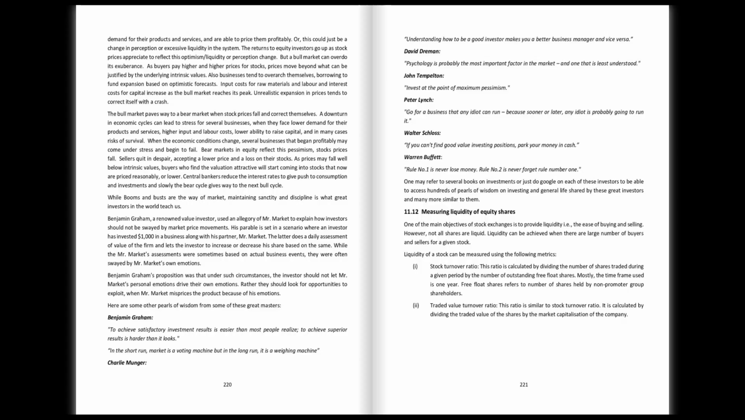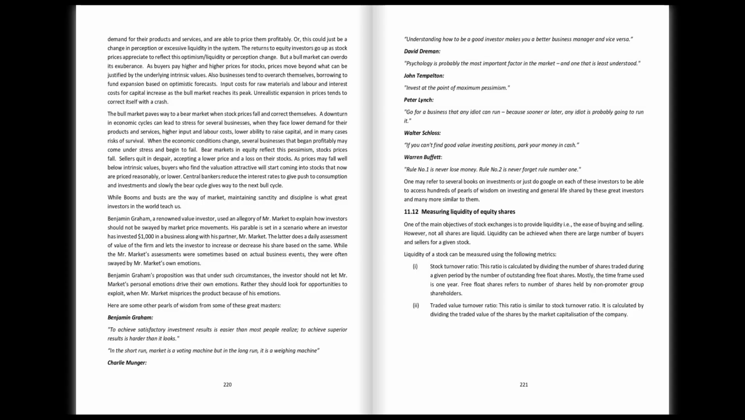His parable is set in a scenario where an investor has invested $1,000 in a business along with his partner, Mr. Market. The latter does a daily assessment of the value of the firm and lets the investor increase or decrease his share based on the same. While Mr. Market's assessments were sometimes based on actual business events, they were often swayed by Mr. Market's own emotions. Benjamin Graham's proposition was that under such circumstances, the investor should not let Mr. Market's personal emotions drive their own emotions. Rather, they should look for opportunities to exploit when Mr. Market misprices the product because of his emotions.